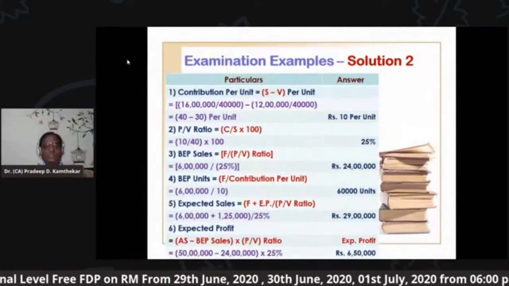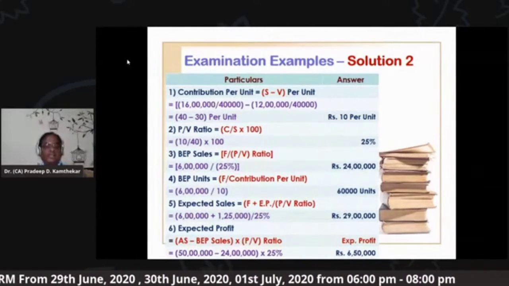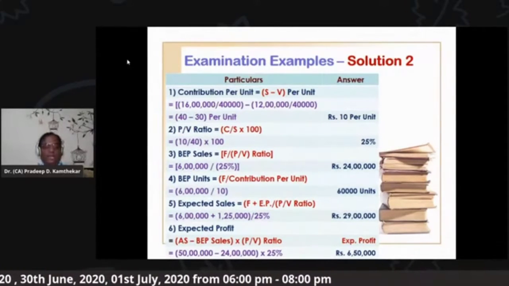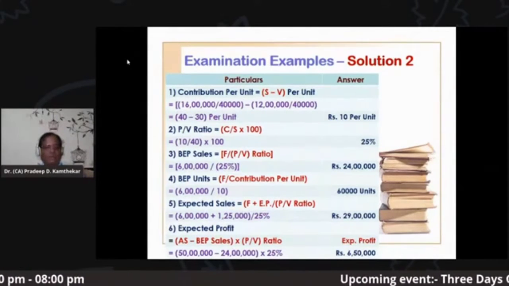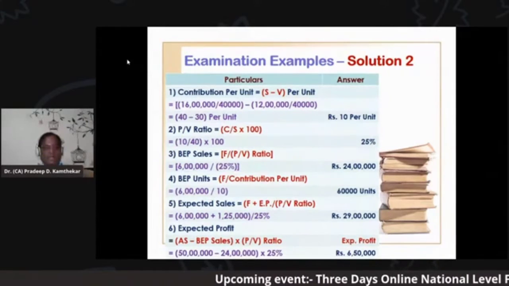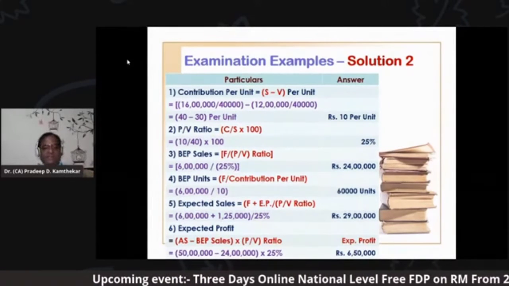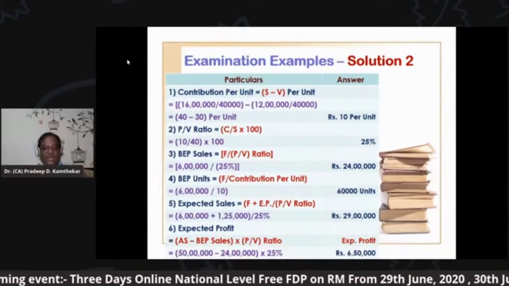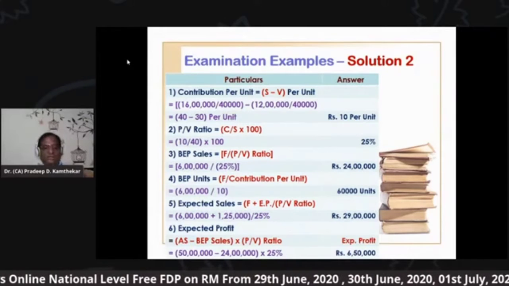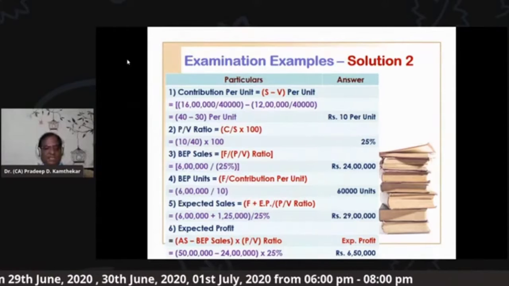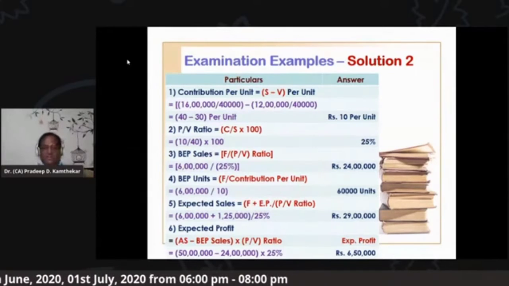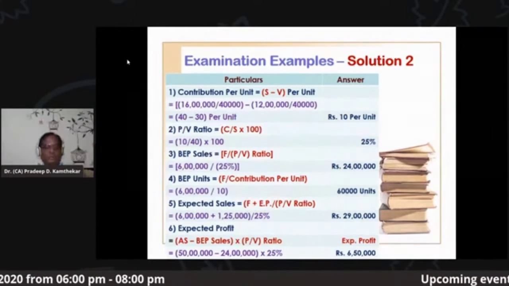How to calculate contribution per unit? Total sales 16 lakhs divided by total units sold. So 16 lakhs divided by 40,000, 40 rupees is the selling price per unit. Now variable cost 12 lakhs for 40,000 units. So 12 lakhs divided by 40,000, rupees 30 is the variable cost per unit. So 40 minus 30, S minus V, it is rupees 10 per unit as contribution per unit.